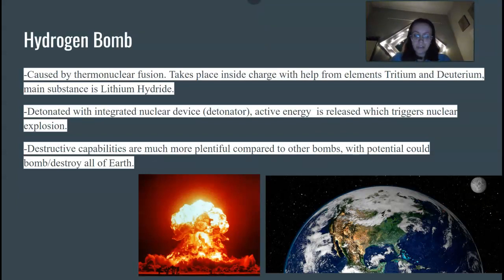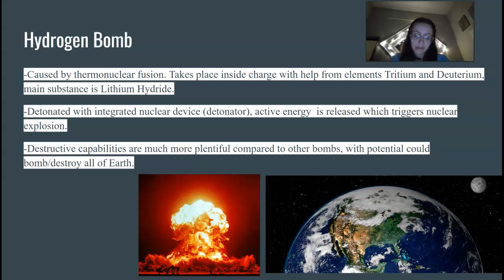Going on to the last slide is the hydrogen bomb. So this is one that I was really interested to learn about just because this is a bomb, I guess, that is more discussed just because it is a little bit more dangerous, as I've heard and learned. And so to get into it a little bit, the other bomb that we're going to be explaining, the hydrogen bomb, is caused by thermonuclear fusion instead of the other types of reactions that we had earlier.